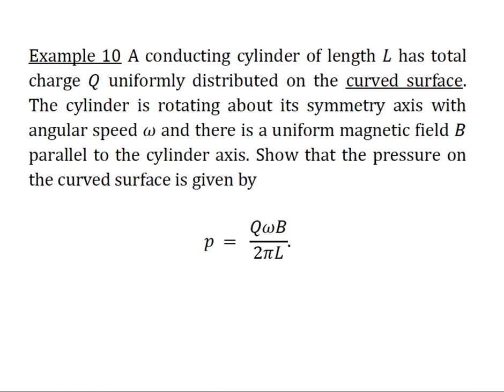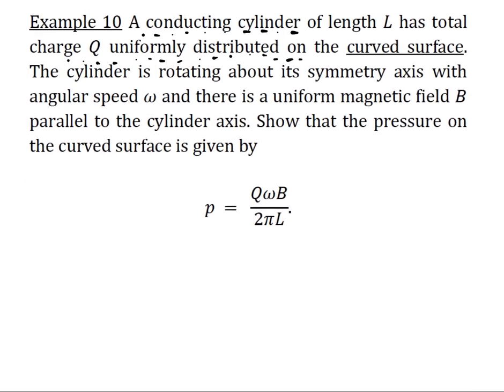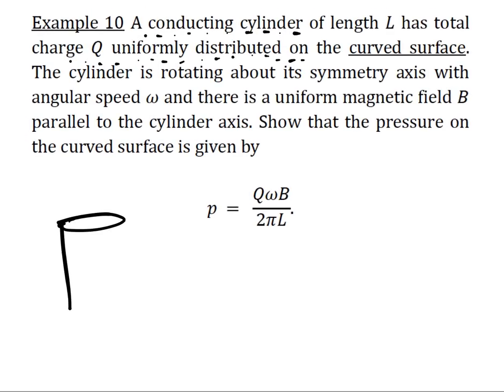And then we come to the last question, example 10. They say a conducting cylinder has a total charge Q uniformly distributed on the curved surface. How can we picture this? We have a cylinder with the charge uniformly distributed, so you see the positive charge everywhere, and the total charge is Q.